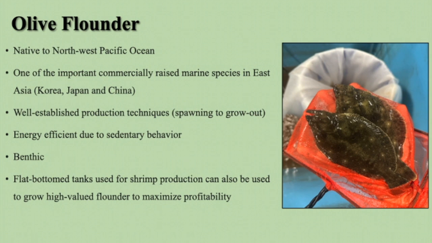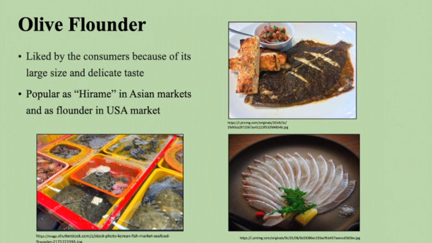As right now I'm raising small flounder, I can see that they just come to the surface to eat, and then most of the time they just stay on the bottom. So the farmers who are doing shrimp can use the same flat-bottom tanks to grow flounder, this high-valued fish, and maximize profitability. It is popular and liked by consumers because of its taste and its texture. It's popular as hirame in the Asian market and as flounder in the US market.